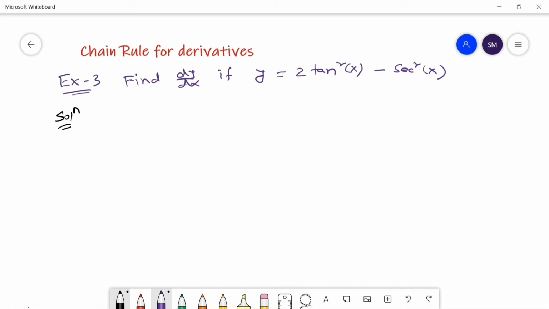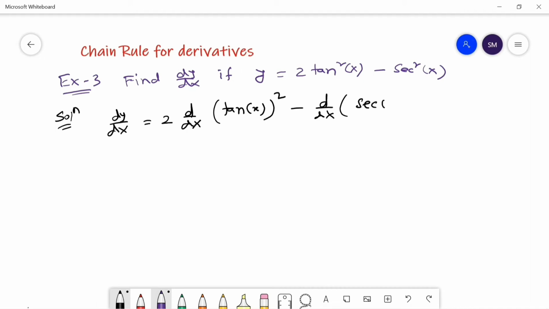We solved this problem in some other video, but there we used the product rule. Here we will solve it by the chain rule. So dy/dx is equal to d/dx of (tan x) whole square minus d/dx of (secant x) whole square. Now here we have the power rule, and then inside there is a tan, so the derivative of tan. So the outside function is the power 2 and the inside function is tan x.